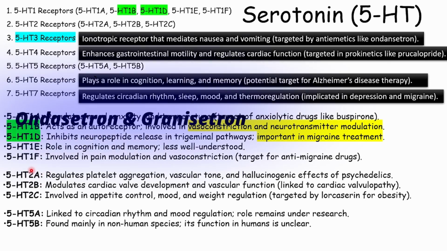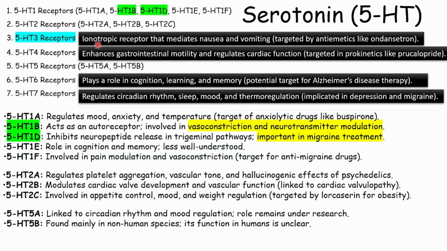Then ondansetron and granisetron act on the 5-HT3 receptor, and this is an imposter among all of these. This is an ionotropic receptor, but everything else is a G-protein coupled receptor. This ionotropic receptor mediates nausea and vomiting, targeted by antiemetics like ondansetron. So if I block this receptor, there will be less vomiting and nausea, right?